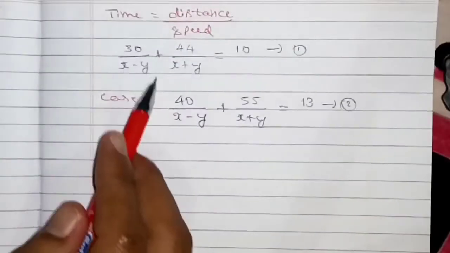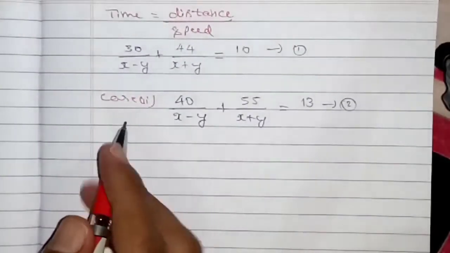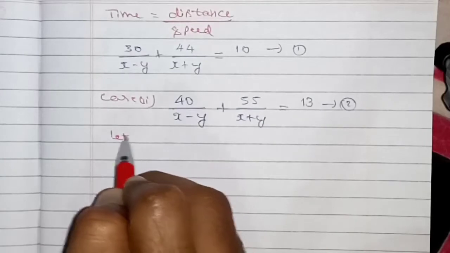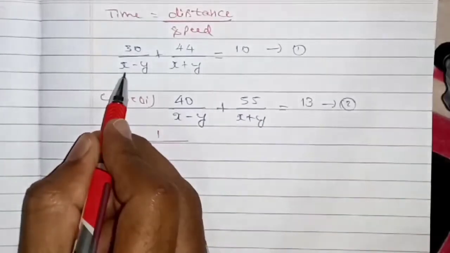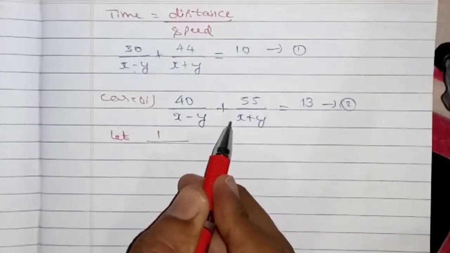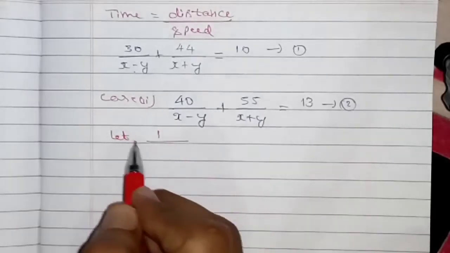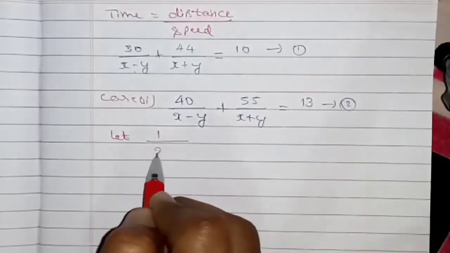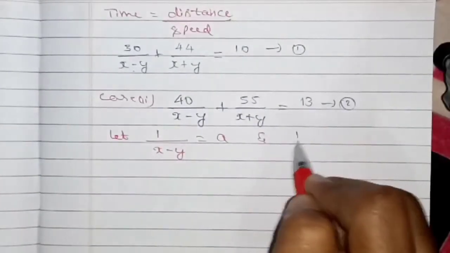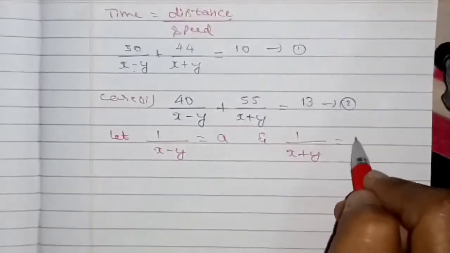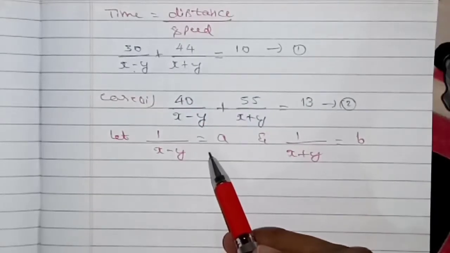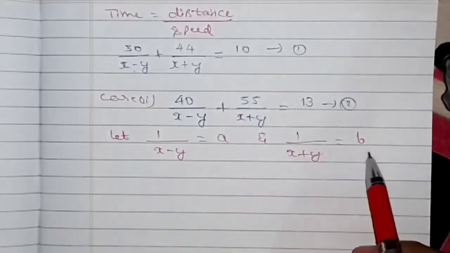Now you can solve these two conditions by using the reducible method. As per the reducible method, just observe here, x minus y is there, x plus y is there, here also x minus y and x plus y are there, so I can use the reducible method and reduce this equation. So let 1 by x minus y equal a, and 1 by x plus y equal b. That means instead of 1 by x minus y I can write a, and instead of 1 by x plus y I can write b.